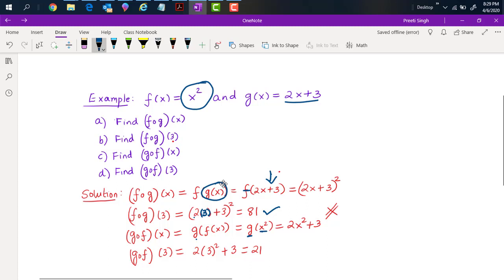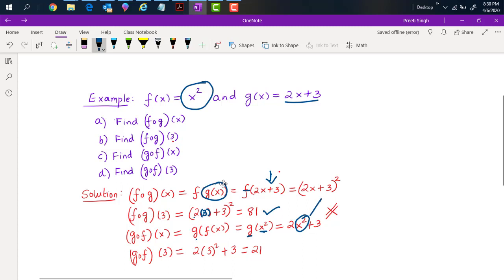So what is your g? G is the line 2x plus 3. So instead of x, my input now is not x, it's x squared. So I'm going to write 2, and instead of x, I'm writing x squared here because my input is x squared. So instead of x, it's 2x squared plus 3.